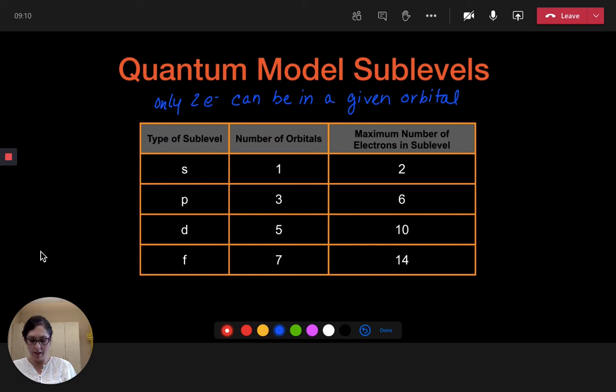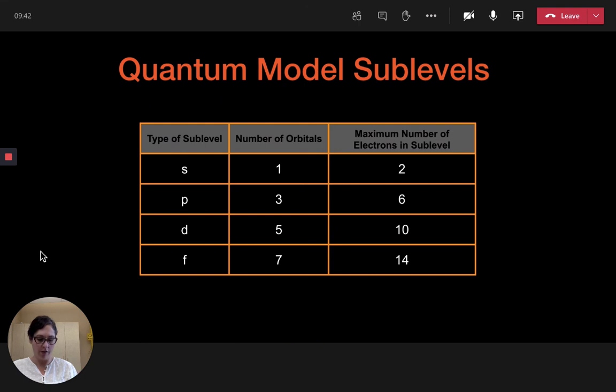Now the p has 3, so we talked about the px, the py, and the pz, and in each one of those they can have 2 electrons, so 3 times 2 is going to give us a total of 6 electrons in that sublevel, and so on and so forth. So in the d they can have 5 orbitals, 2 electrons in each, so a total of 10 electrons in that sublevel. And for the f, they can have 7 orbitals and a total of 14 electrons. And we're going to see in another video how this relates to the periodic table to help us. This is just a brief overview of this.